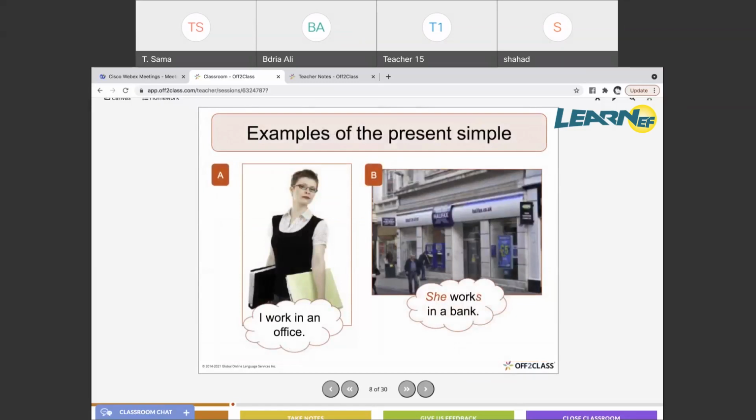Examples for the present simple. Shahid, can we read them, please? I work in an office. She works in a bank. Good. So I work in an office. With the verb work, we didn't add S because I doesn't take S. She works in a bank. She takes S, so we add S to the verb work. I is singular as well. You can be singular as well, but still they do not take S.